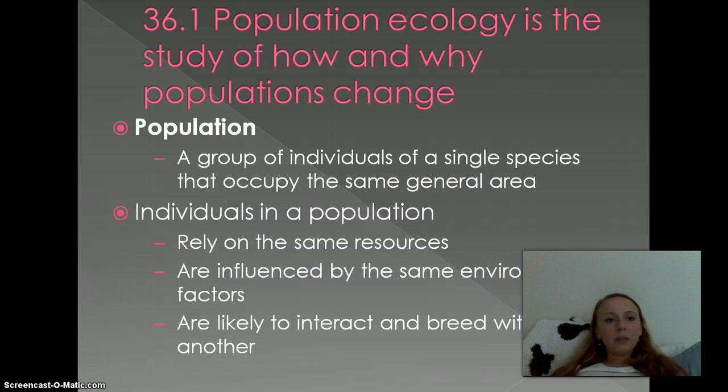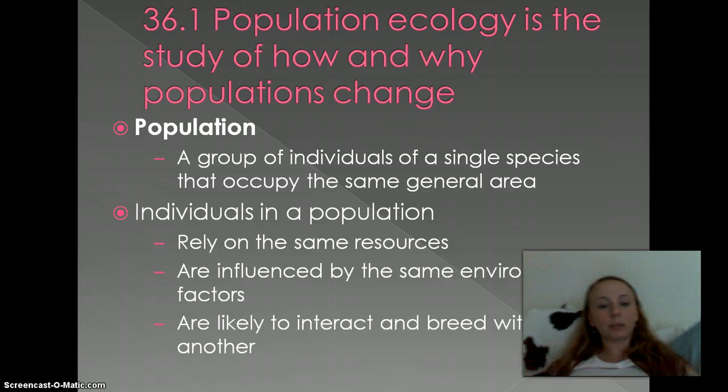So, jumping into 36.1, what population ecologists do is they study individuals in a population and population sizes. What a population is, just a brief reminder, is a group of individuals of a single species that are interacting and occupy the same general area. So maybe the population of bunnies in your backyard, okay? Not all the bunnies in the whole United States, but just in one given area.